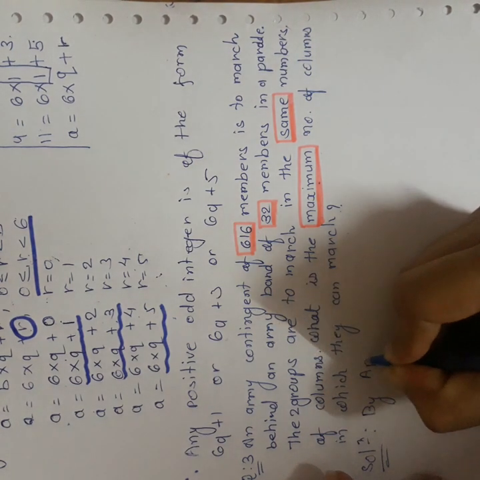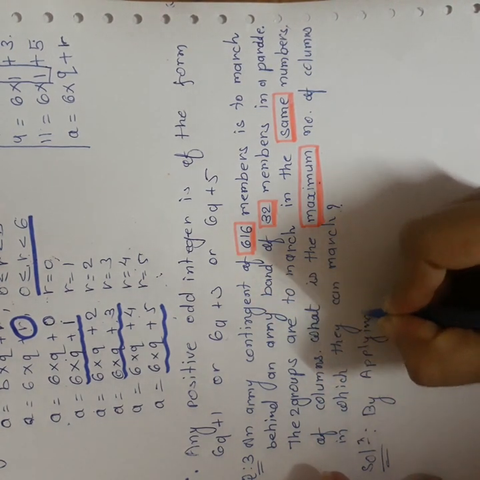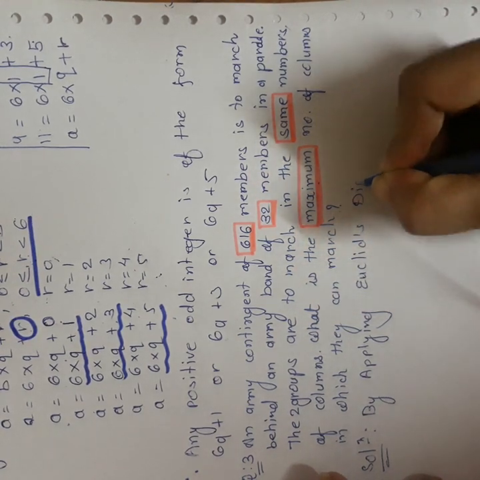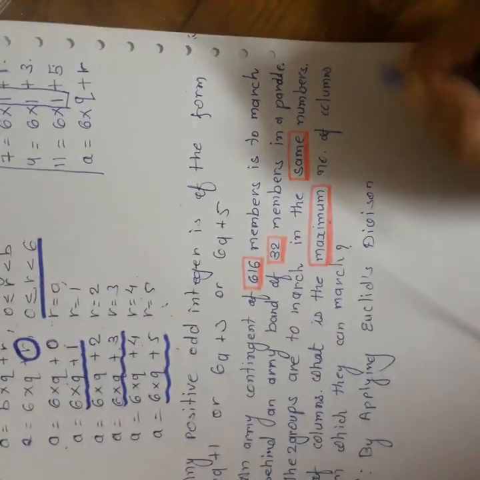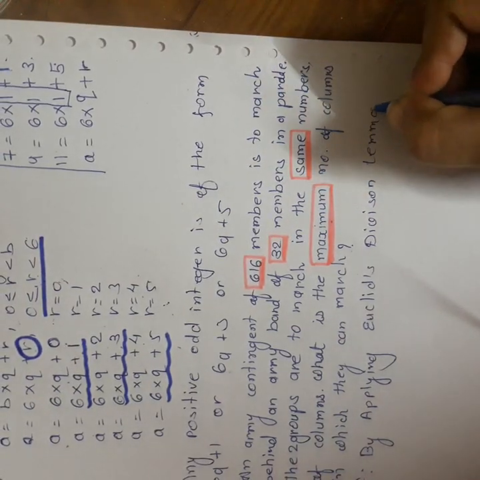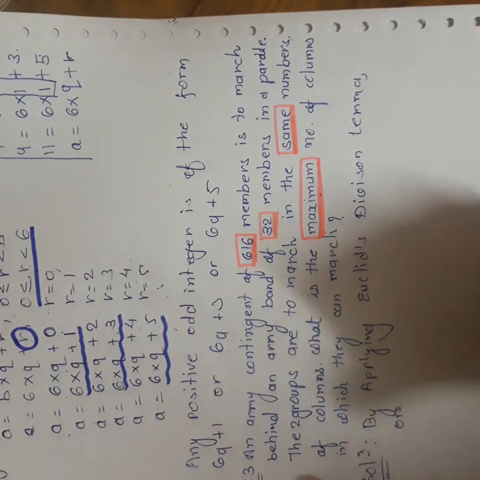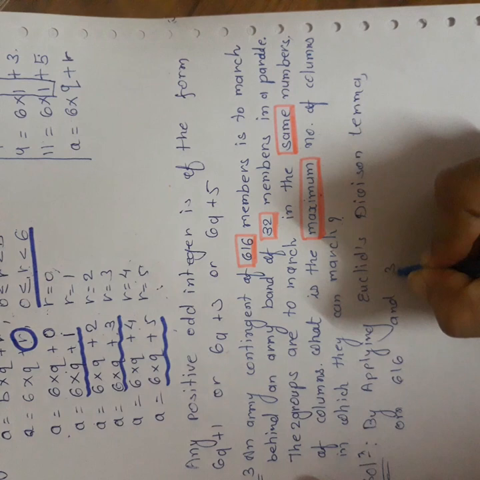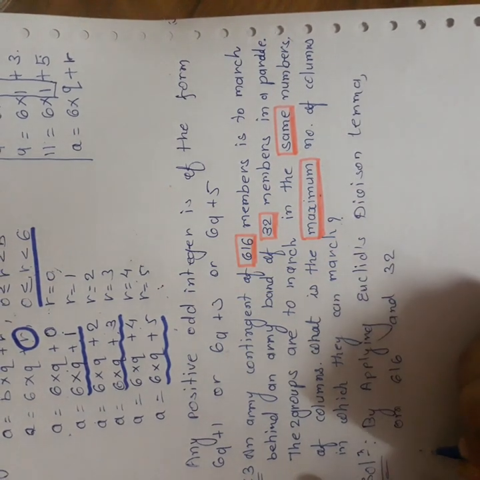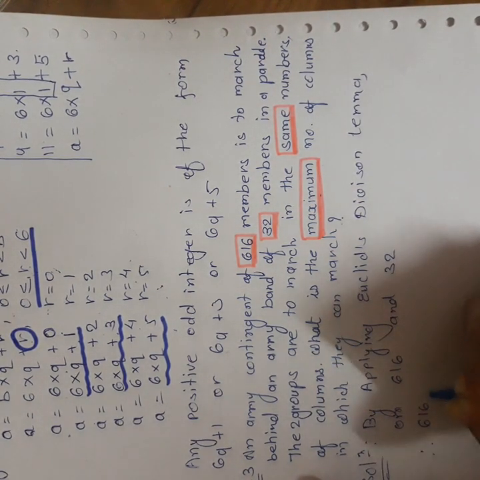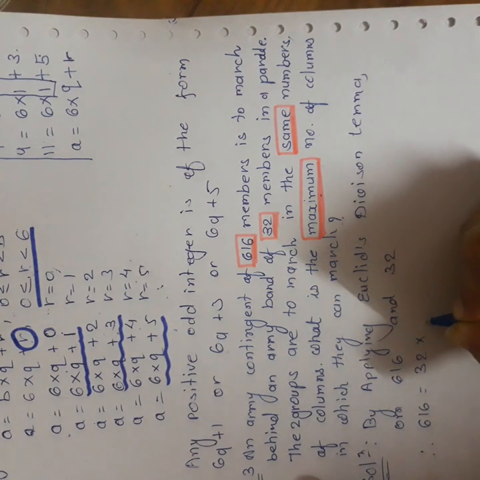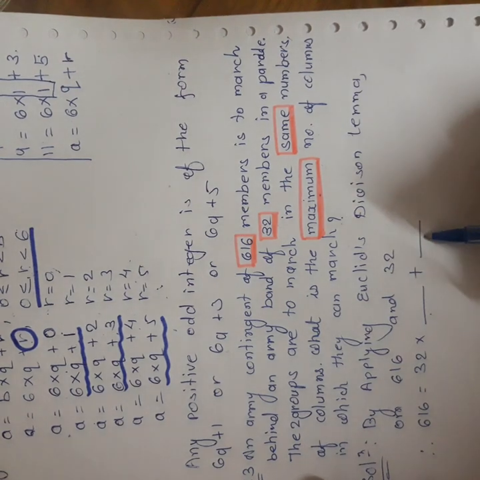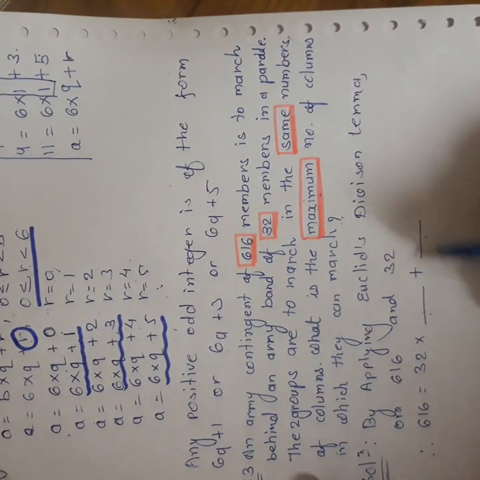So by applying Euclid division lemma on a and b, our a and b are 616 and 32. Therefore, we have 616 is equal to 32 into something plus remainder.